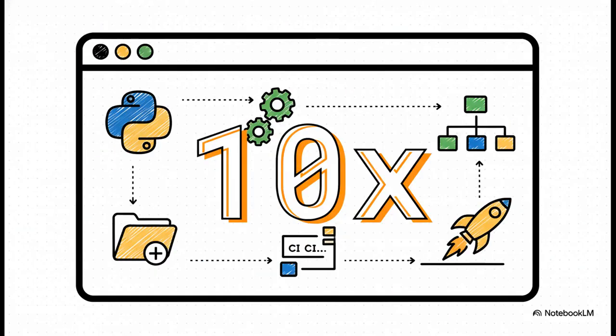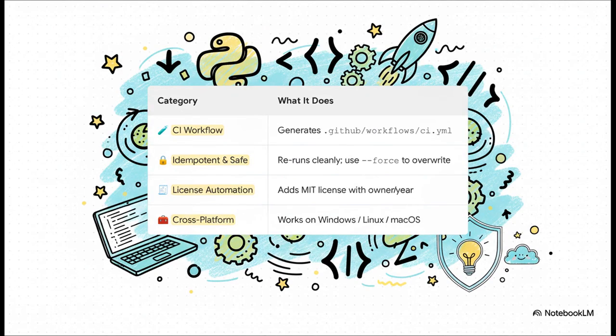Now wait, let's just pause on this number for a sec. 10x. This is about how much faster dependency installation can be by using UV, which RepoSmith plugs right into. I mean, for anyone who's ever sat there watching pip install slowly crawl across the screen, this is a massive, massive improvement.